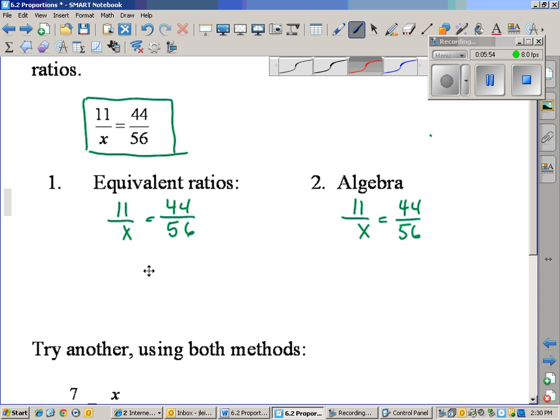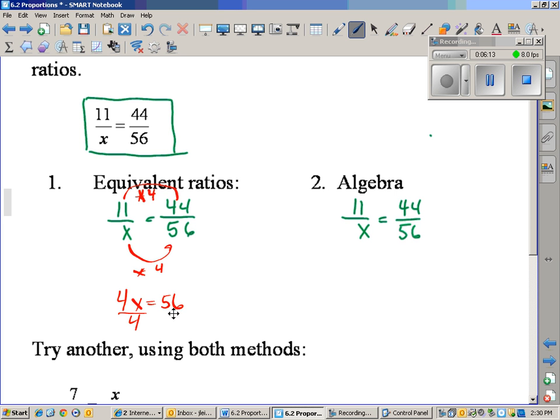Equivalent ratios. 11 to 44, how do you get there? Multiply times 4. So you ask yourself, what times 4 is equal to 56? So in other words, 4 times some number is equal to 56. If you don't know it off the top of your head, you can divide both sides by 4, and you get x is equal to 14.